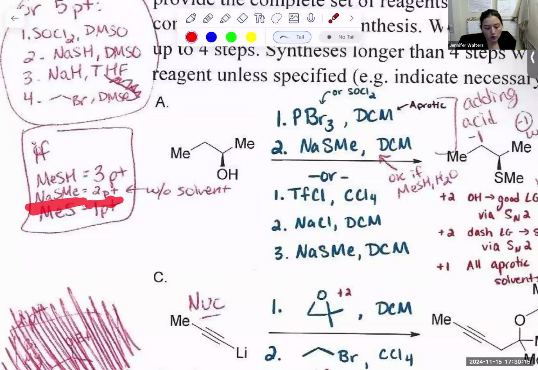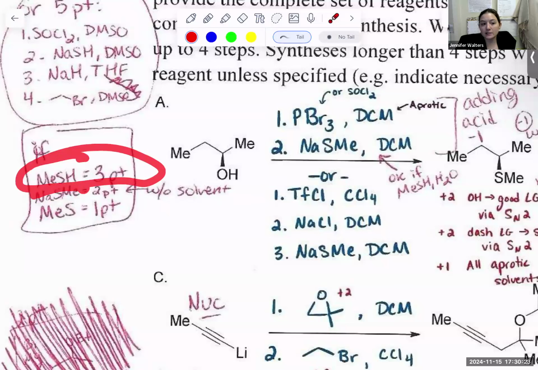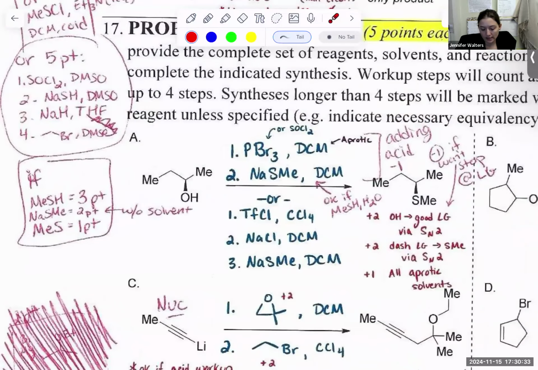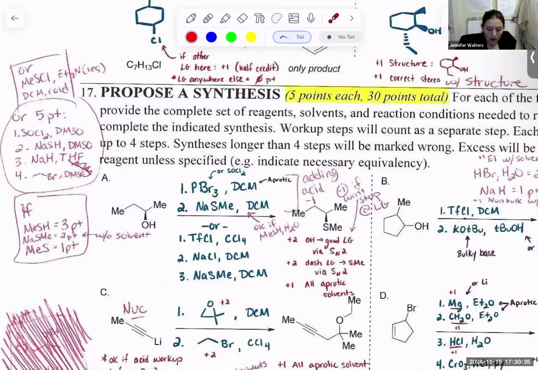So I gave you 2 points if you recognize you had the SME. If you added it with solvent, then you got 3 points. If you did the thiol, which can be its own solvent, then that alone got 3 points. If you wrote just MES without a charge and no hydrogen, then that was 1 point, because that's not a real thing, but you at least recognize the right elements.